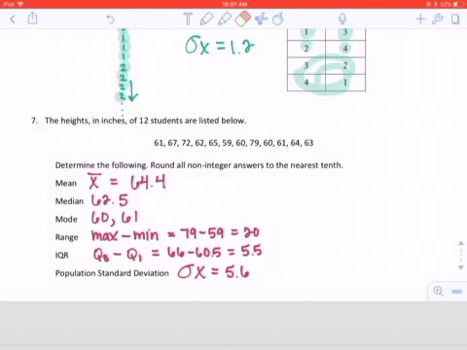And the population standard deviation, the sigma x, is 5.6. That's it. Come prepared with questions tomorrow.